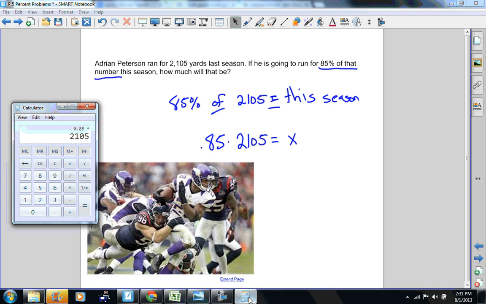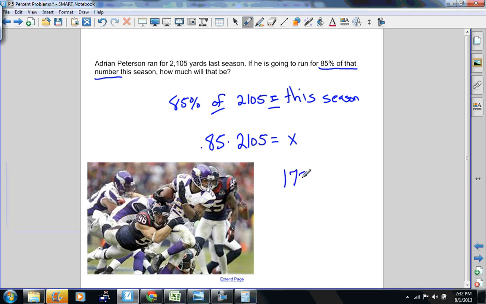And the big question before I push enter here is, should this number be bigger or smaller than 2,105? And I hope you know that the answer is that it should be smaller. And that looks like 1,789, which is still a very good season. And we don't want to put decimals in yardage for the NFL because they don't count decimals. But that's still a good season, but it's a little bit more realistic.